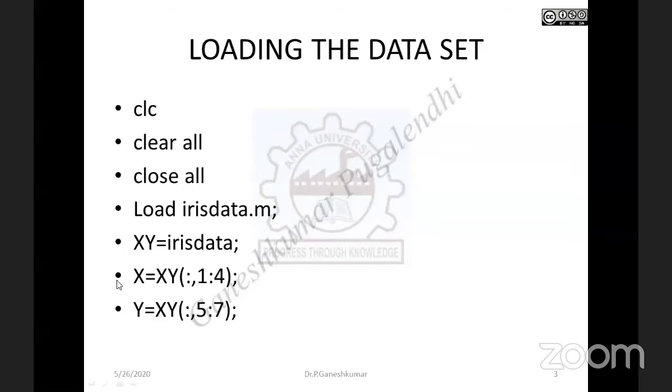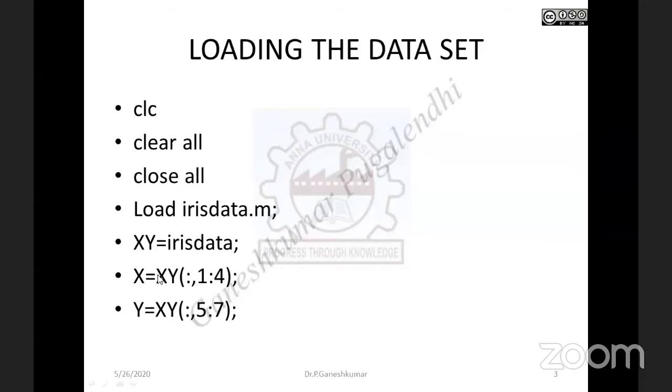You know the matrix operation that I discussed. From the matrix xy, I need all rows, so I use the colon, comma. What columns do I need to get only the input? The first 4 columns. That's why I mentioned 1:4. Then come to the second variable y.